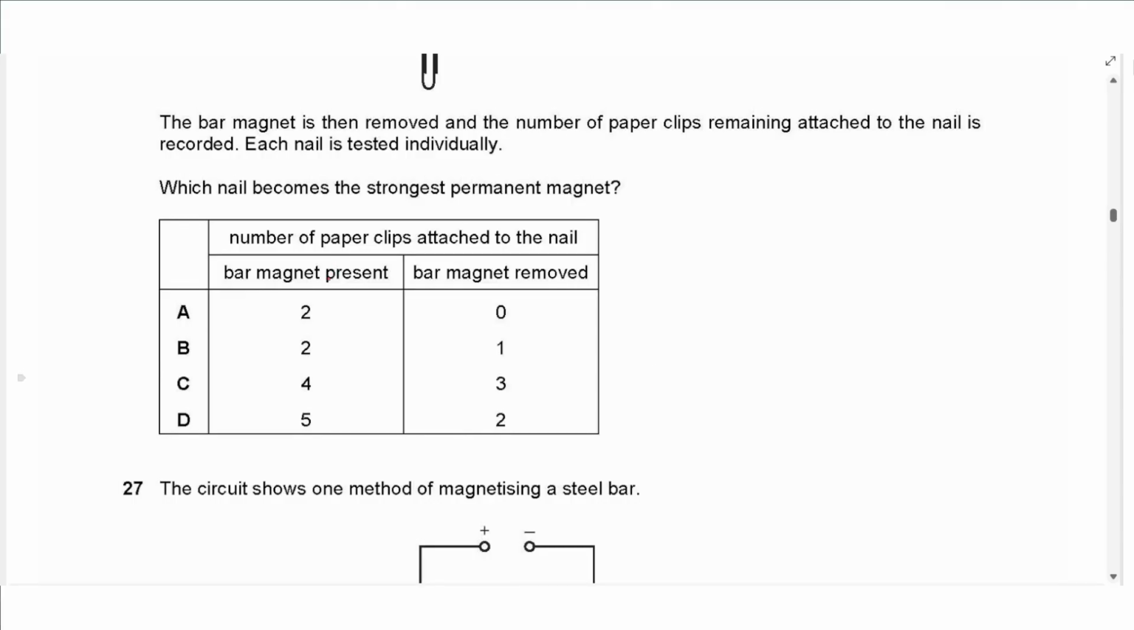So for strongest, we need the largest numbers. So A and B are omitted. Permanent magnet means after removing, you need a large number, so the answer is C.